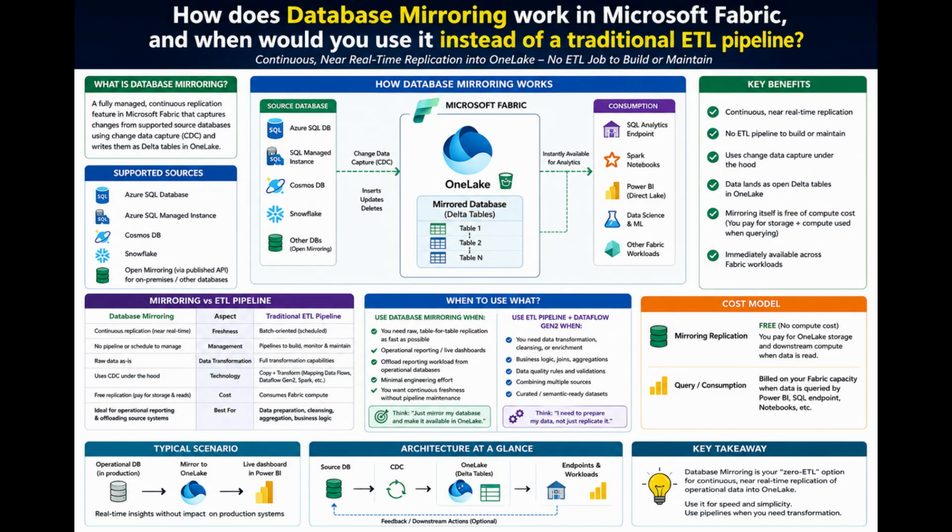Fabric does not run a scheduled job, remember. It sets up continuous low latency replication using change data capture on the source. So every insert, update, or maybe delete on your source table gets captured and streamed into OneLake, automatically landing as a Delta table. That last part is the detail that impresses people in the interview. You don't get a proprietary format sitting in some Fabric-only storage. You get actual open Delta Parquet tables in OneLake, the same format everything else in Fabric already speaks.